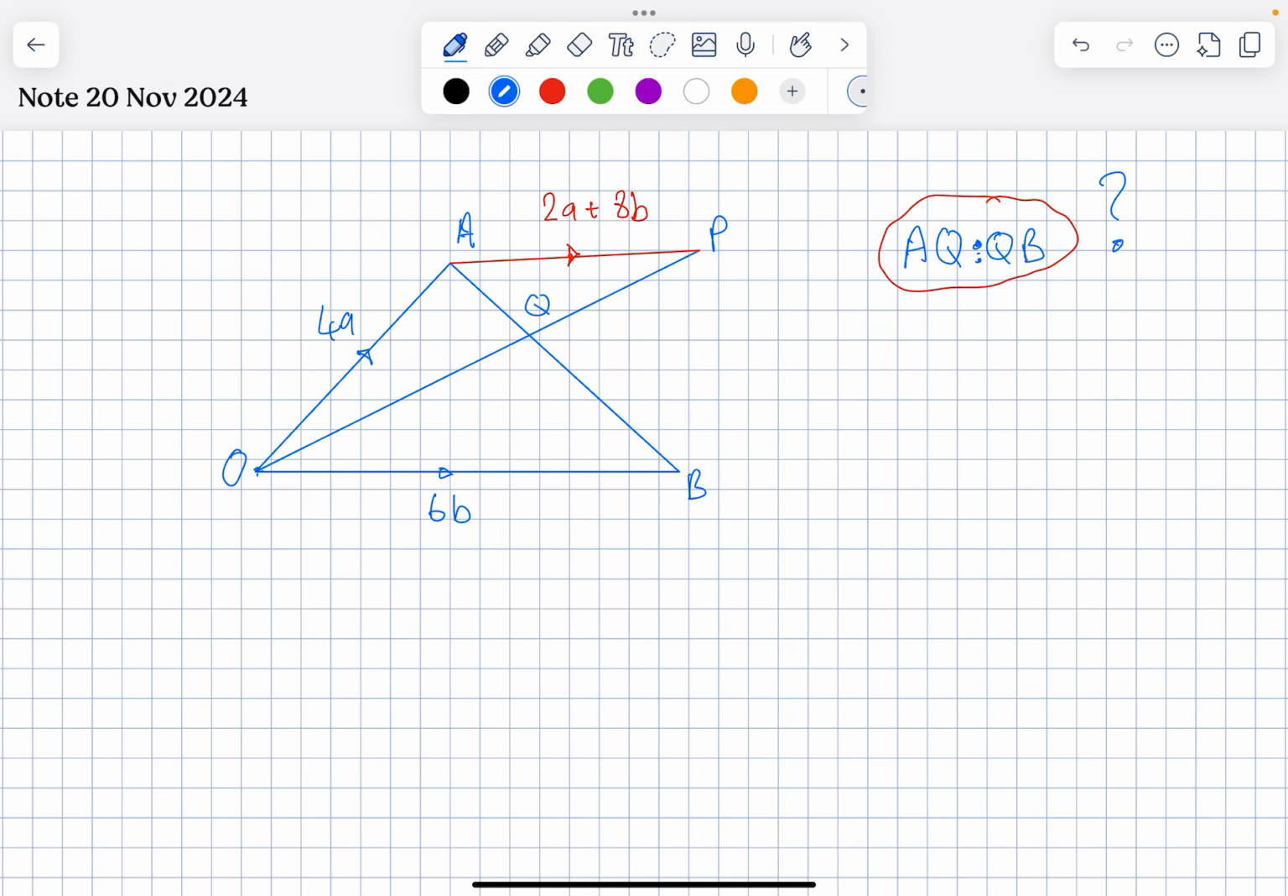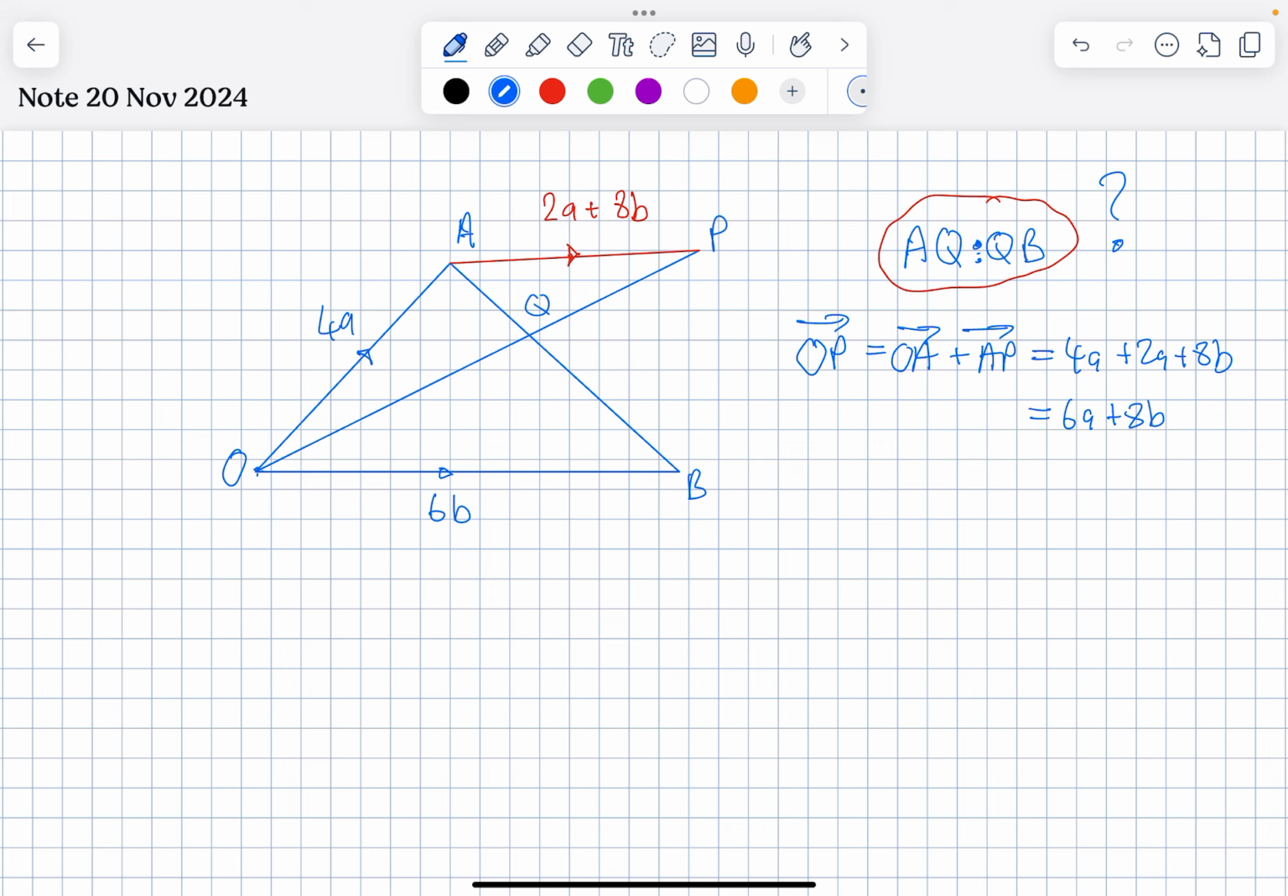So I looked at this and it was right, it was a simultaneous equation. So let's start with doing O to P. To get from O to P, we go from O to A, and then we go A to P, and add those together. That's 4A plus 2A plus 8B. So in total, that's 6A plus 8B.